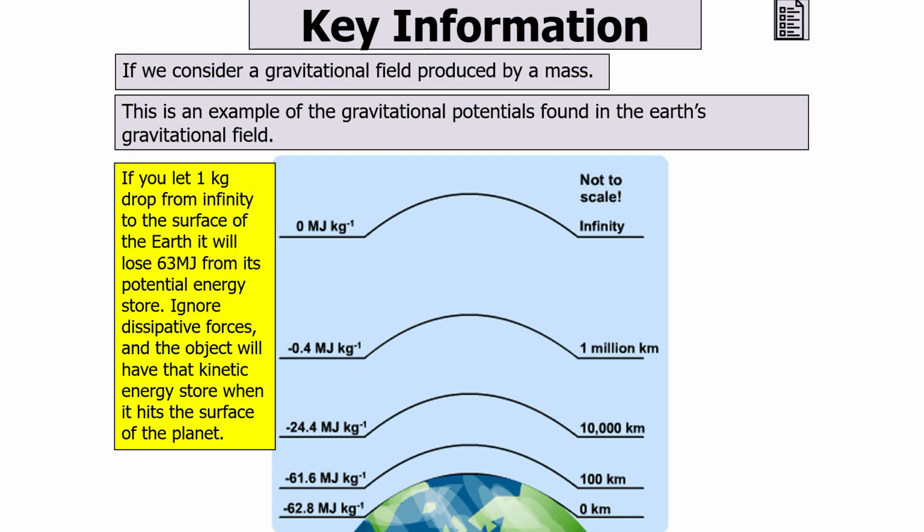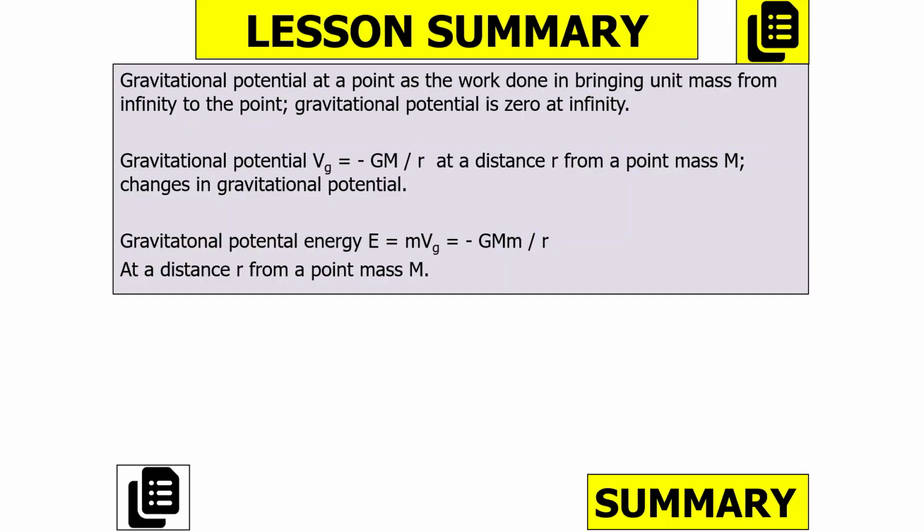So to summarise what we've looked at in today's lesson, gravitational potential at any point is defined as the work done in bringing the unit mass from infinity to the point, and the gravitational potential is zero at infinity. The gravitational potential is equal to minus GM over r at a distance r from a point mass M, and that leads to changes in gravitational potential. Whilst the gravitational potential energy is equal to mV, which is equal to minus GMm over r at a distance r from a point mass M.